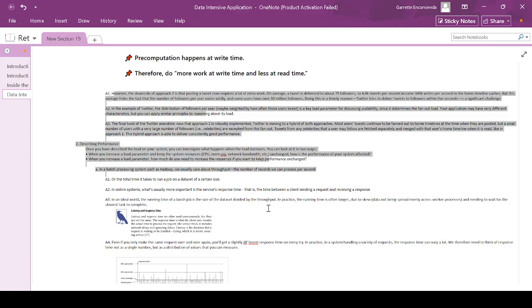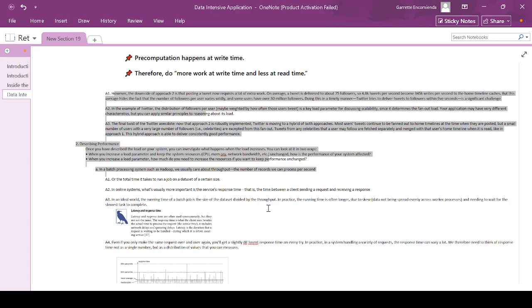So actually the second strategy is not entirely the implementation of Twitter now. They actually use a hybrid. There is also an advantage to using strategy 1, which is putting tweets in a global database and making the user request them. Doing this in a timely manner, Twitter tries to deliver tweets to followers within 5 seconds, which is a significant challenge. In the example of Twitter, the distribution of followers per user, weighted by how often those users tweet, is a key load parameter for discussing scalability, since it determines the fan-out load.